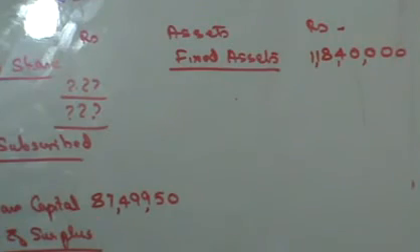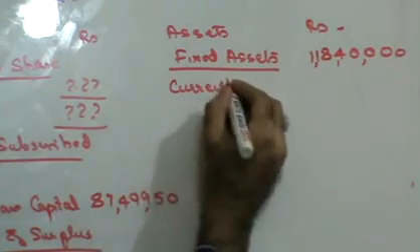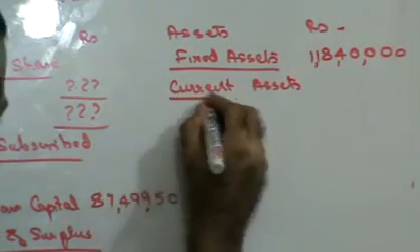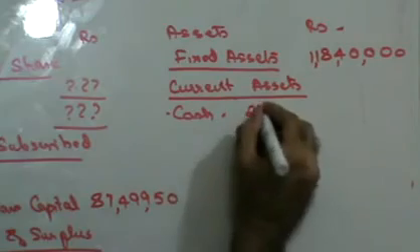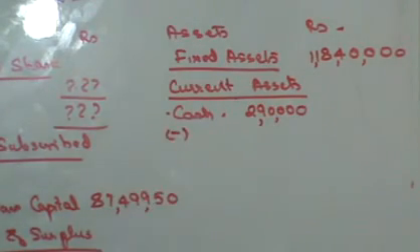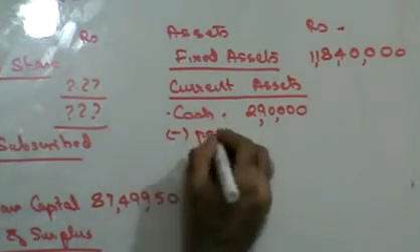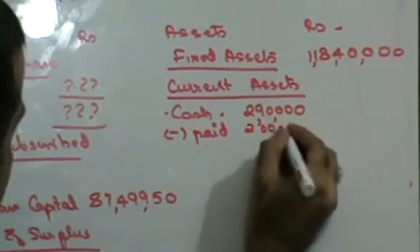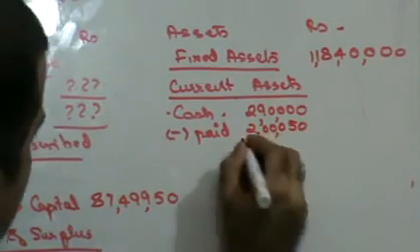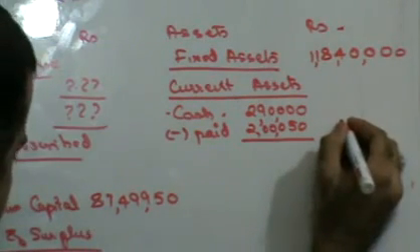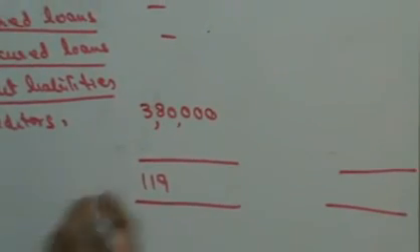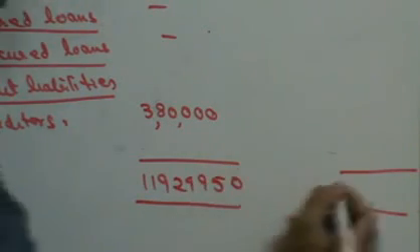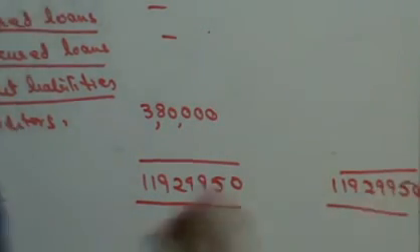Next, current assets. In current assets, you are going to have cash. Now you had 2 lakh 70,000 plus you took over 20,000, that is 2 lakh 90,000. Out of which you have paid cash of 2 lakh 50,000 for discharge of PC. Someone tell me how much cash remains with you in that case? 89,950. Someone please tally this. 1 crore 19 lakh 29,950.